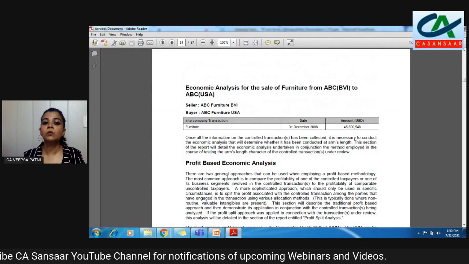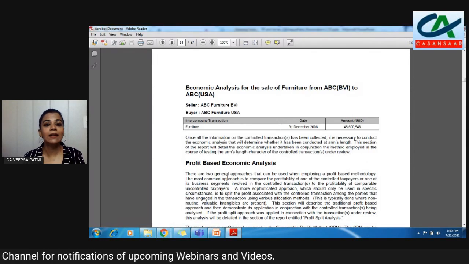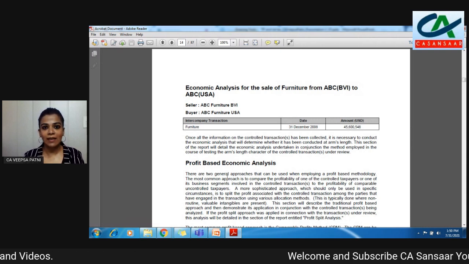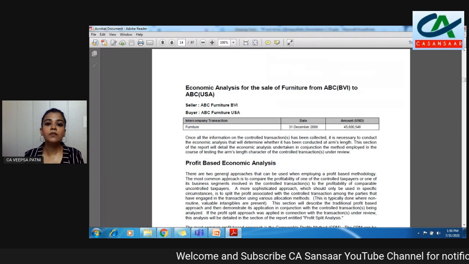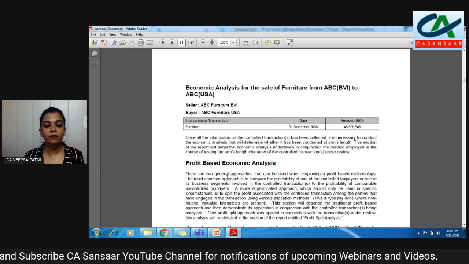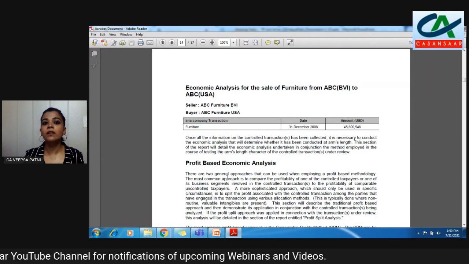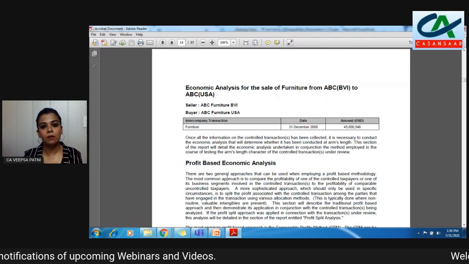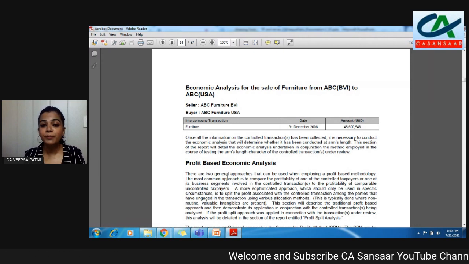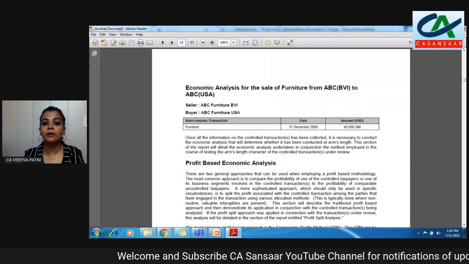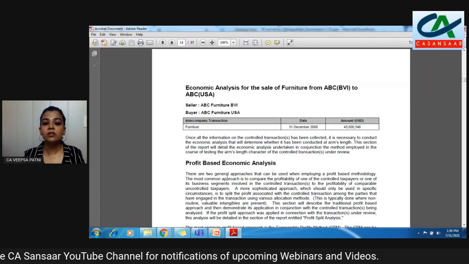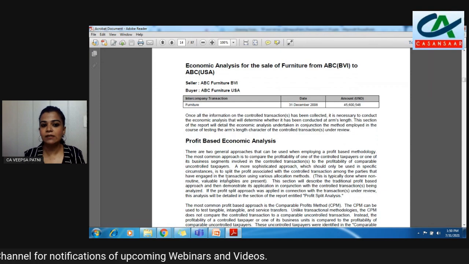Then comes economic analysis, which is nothing but benchmarking, which is nothing but selecting the best method, which is nothing but explaining that this transaction has been undertaken and the value of this transaction can be justified by using this method or that method, and then eventually concluding whether this transaction is at arm's length or not. I am not going right now into the methods and how to compute arm's length price, because that we will read through when we are discussing Section 92C. But I just want to give an idea that this is how economic analysis looks.